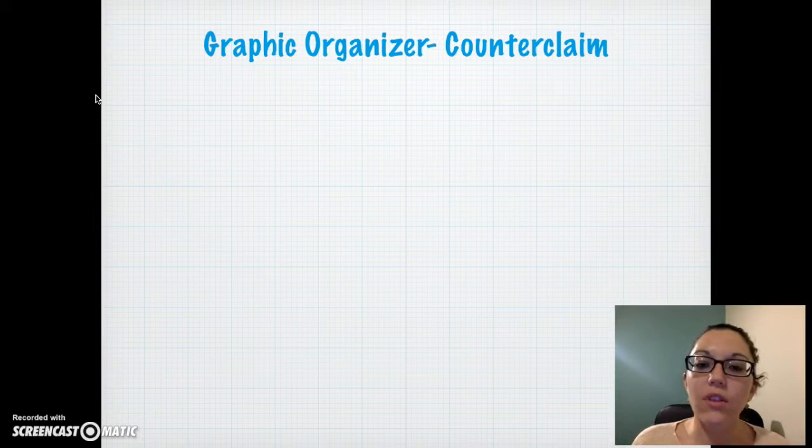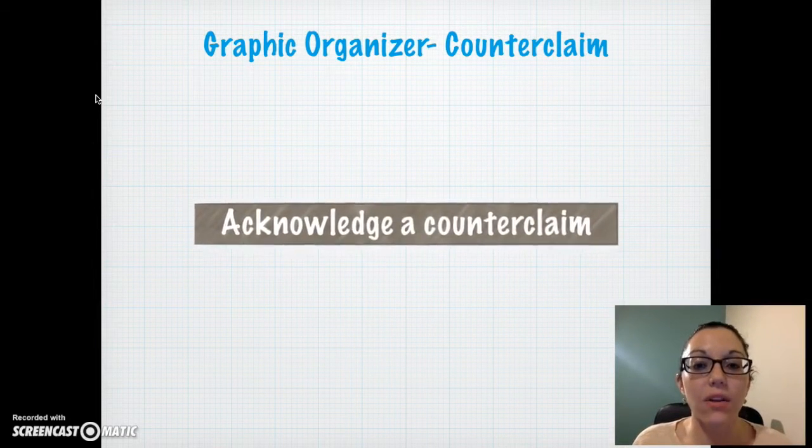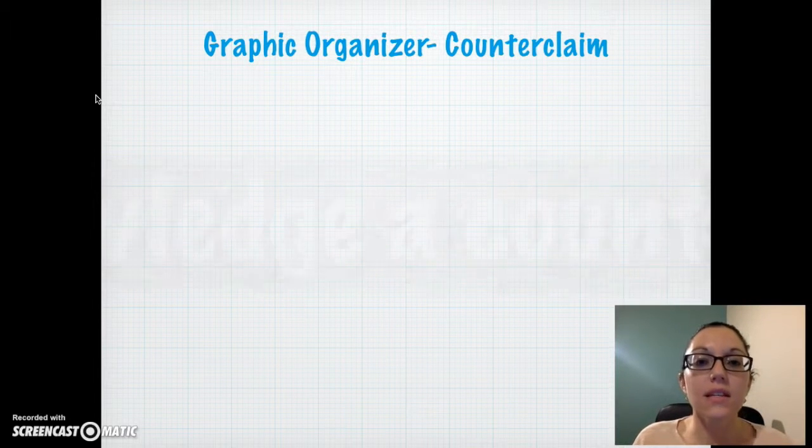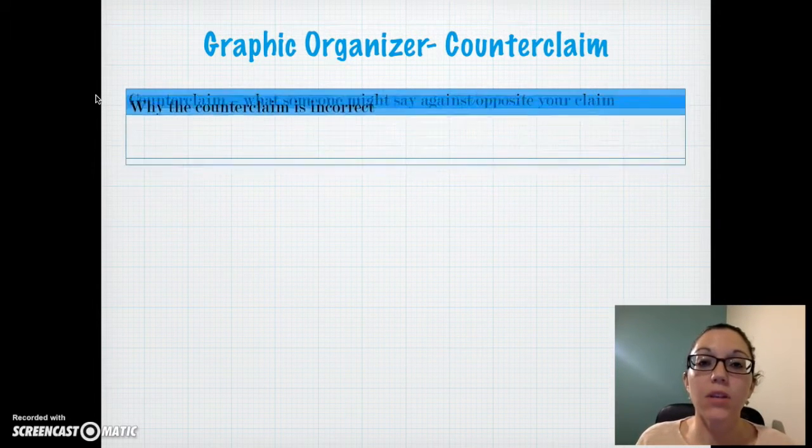After the students have thoroughly explained and supported their claim, they must acknowledge a counterclaim and explain why the counterclaim is incorrect. This is an example of a graphic organizer that can be used for the counterclaim.